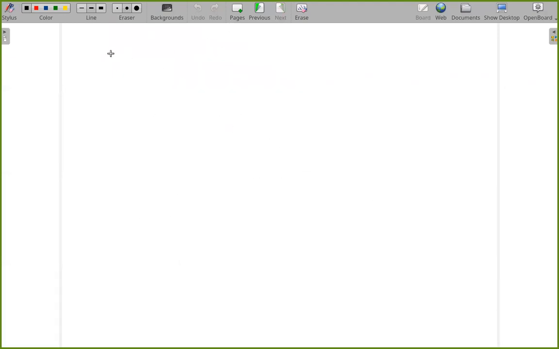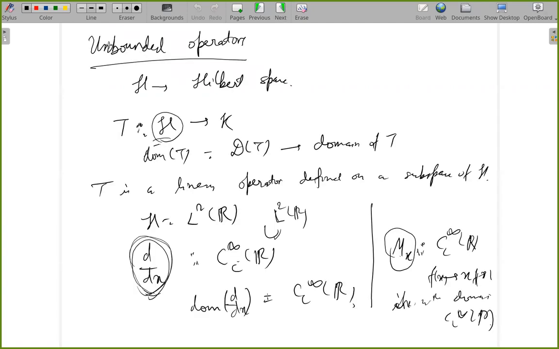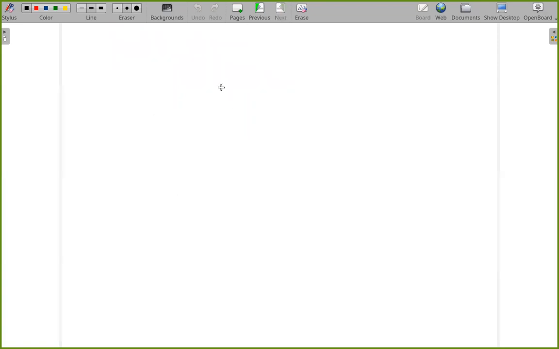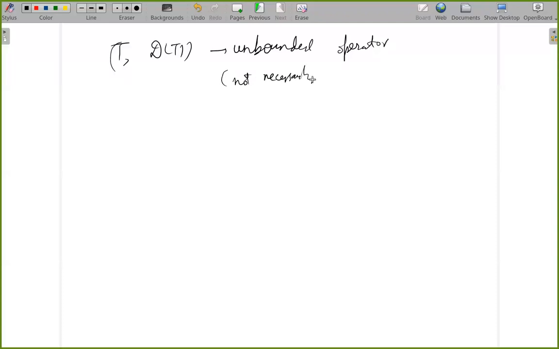Okay. So any arbitrary unbounded operator. These operators, by the way, which are not necessarily defined on all of H, we'll call unbounded operators. So such a pair T, dom T, will be called an unbounded operator. All bounded operators will be considered unbounded. So unbounded means not necessarily bounded. It doesn't mean that it is not bounded. It means not necessarily bounded.